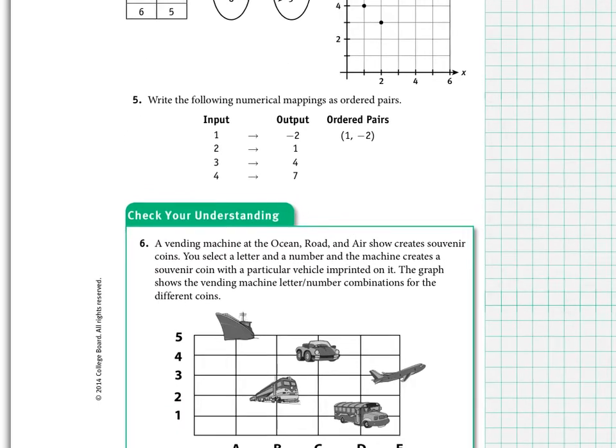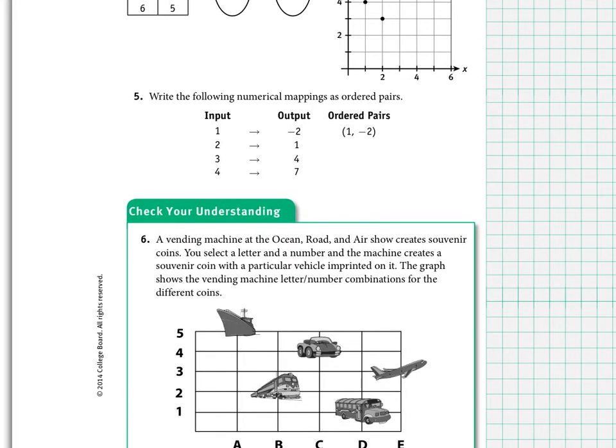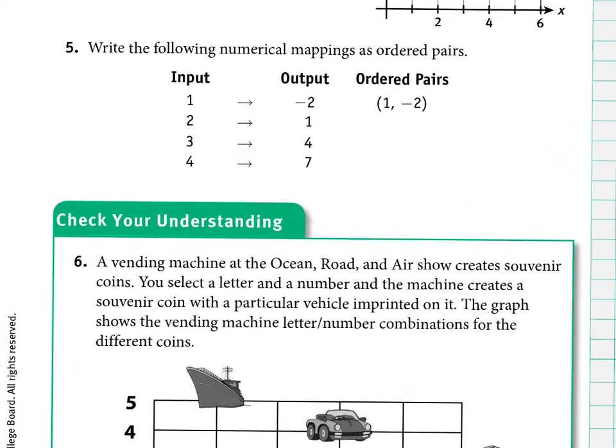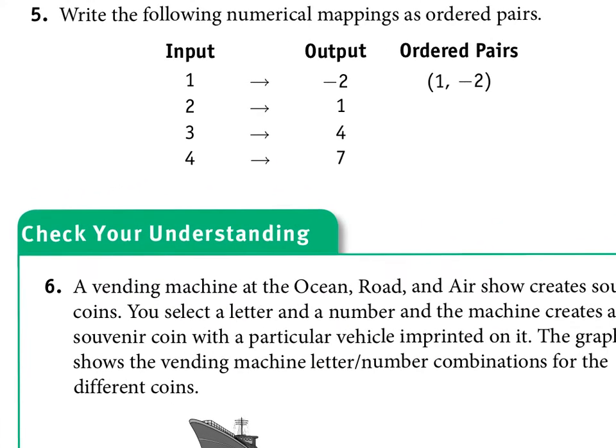Scroll down here. Okay. So number 5 says write the following numerical mappings as ordered pairs. So I've already done, and let me actually zoom in here, make it a little bigger, so I can write it a little bit better.